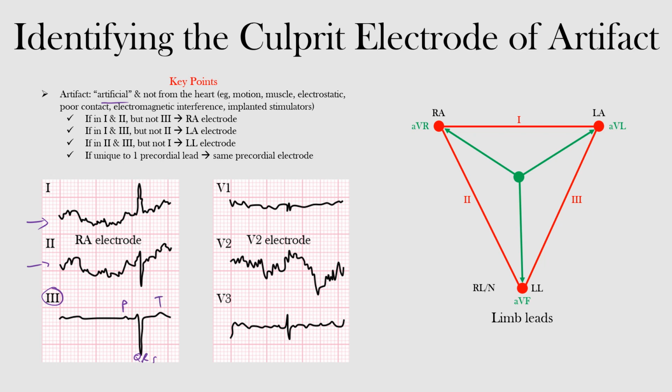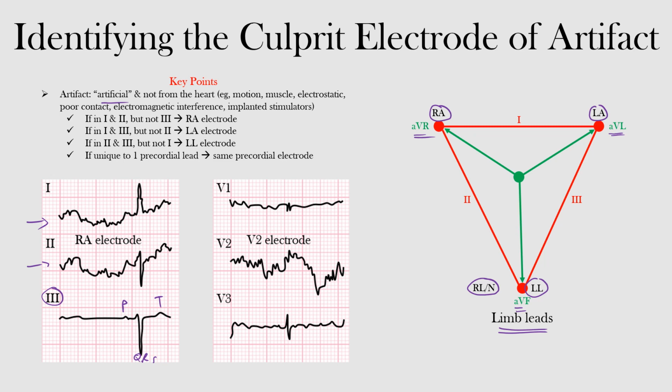What we want to do here is identify the culprit electrode of an artifact, and it's really not too difficult. First, let's quickly review the electrode placement in Einthoven's triangle. Remember, there are 4 electrodes: the right arm, the left arm, the left leg, and the right leg, or the neutral electrode. We're looking at the limb leads here. We have the augmented leads AVL, AVF, and AVR, and then the other limb leads, 1, 2, and 3.